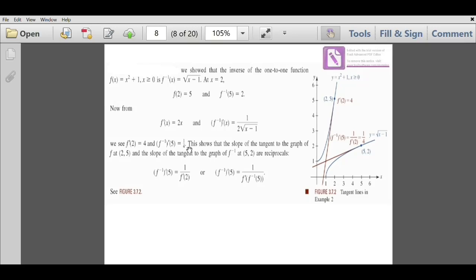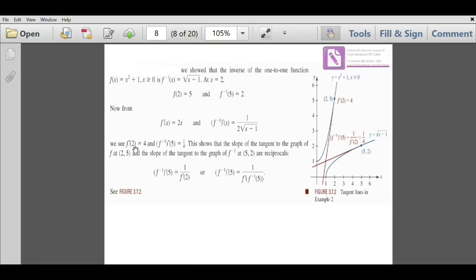Now, if you compare, the derivative of f at 2 is equal to 4. The derivative of f inverse at 5 is equal to 1 over 4. So the relation between their derivatives is reciprocal. That means f inverse prime at 5 is equal to 1 over f prime 2. Or f inverse prime at 5 is equal to 1 over f prime of f inverse 5.